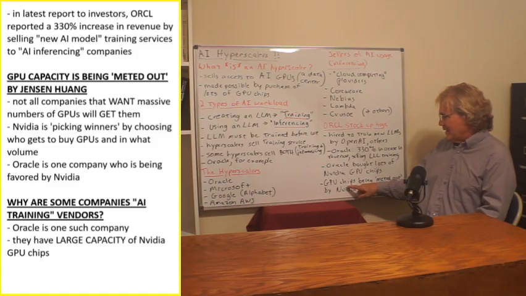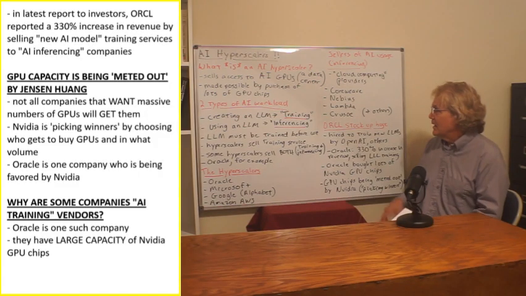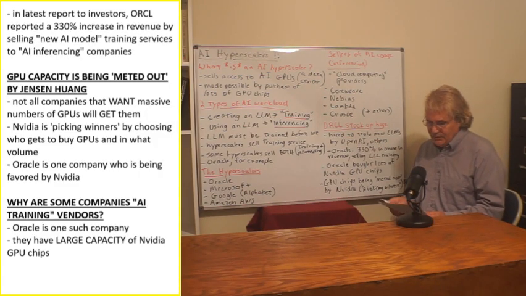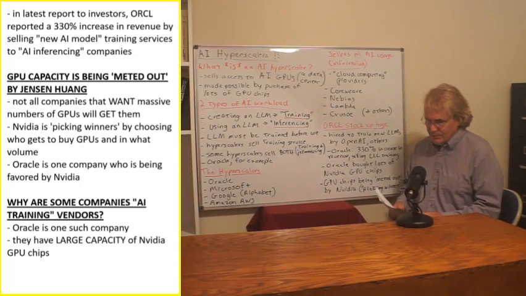But for now, GPU chips are being selectively sold by NVIDIA. And like I said, Larry Ellison has done remarkable, probably a lot of politicking behind the scenes to be able to buy enough GPU chips.